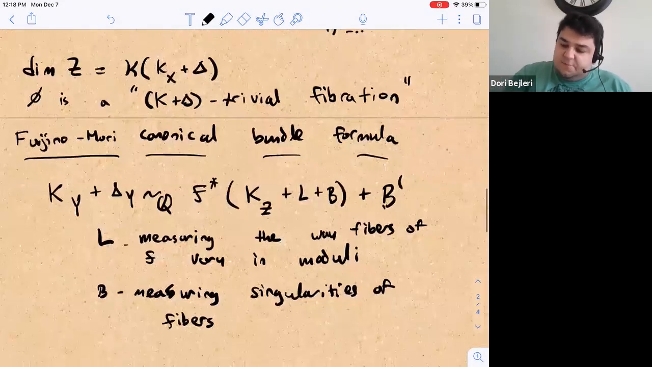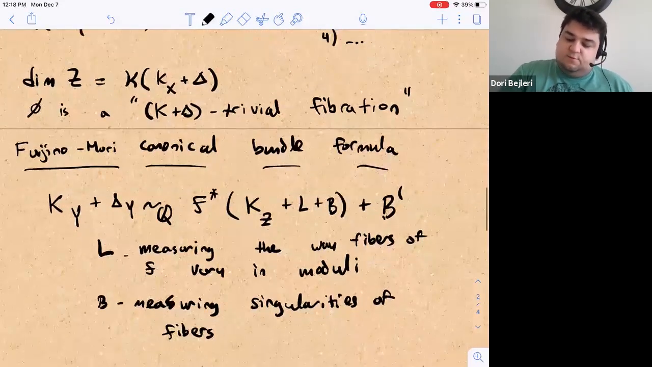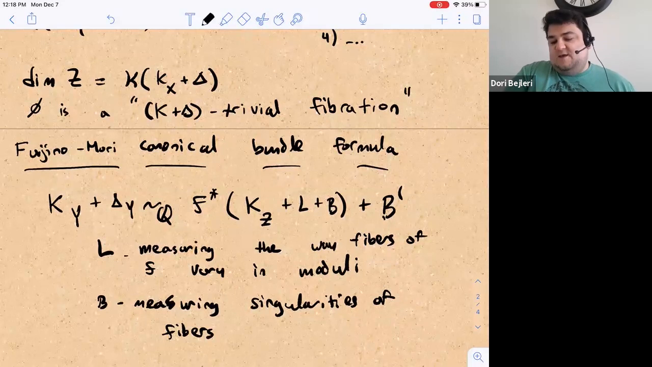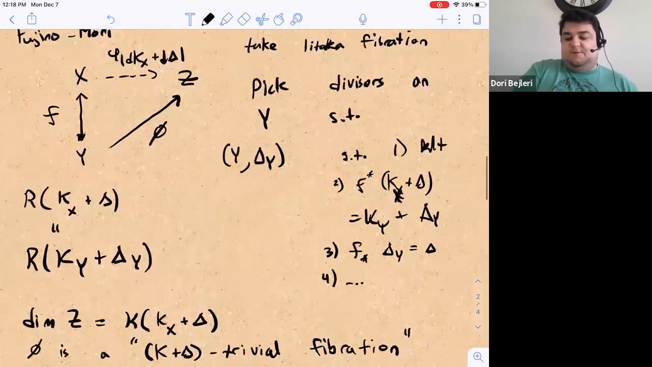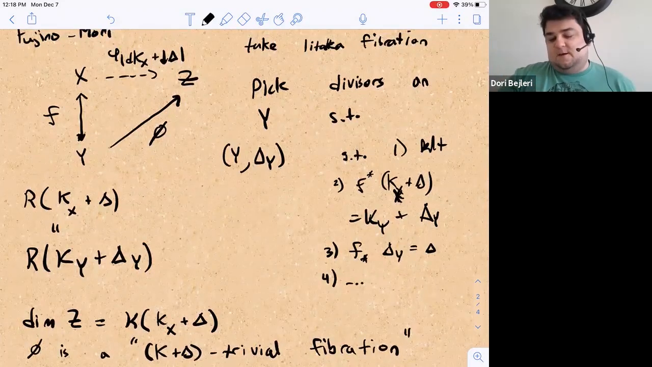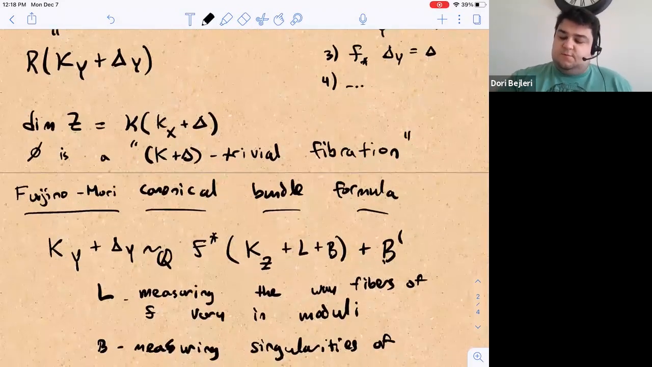And then in their formula, there's this extra B prime, and that has to do with what I put in quotes here, that it's not that you want it to be a k plus delta trivial fibration, but it's not quite, because maybe there are some blowups in f where you have to blow up some kind of horizontal stuff, maybe vertical stuff. But there's some extra correction term, B prime.